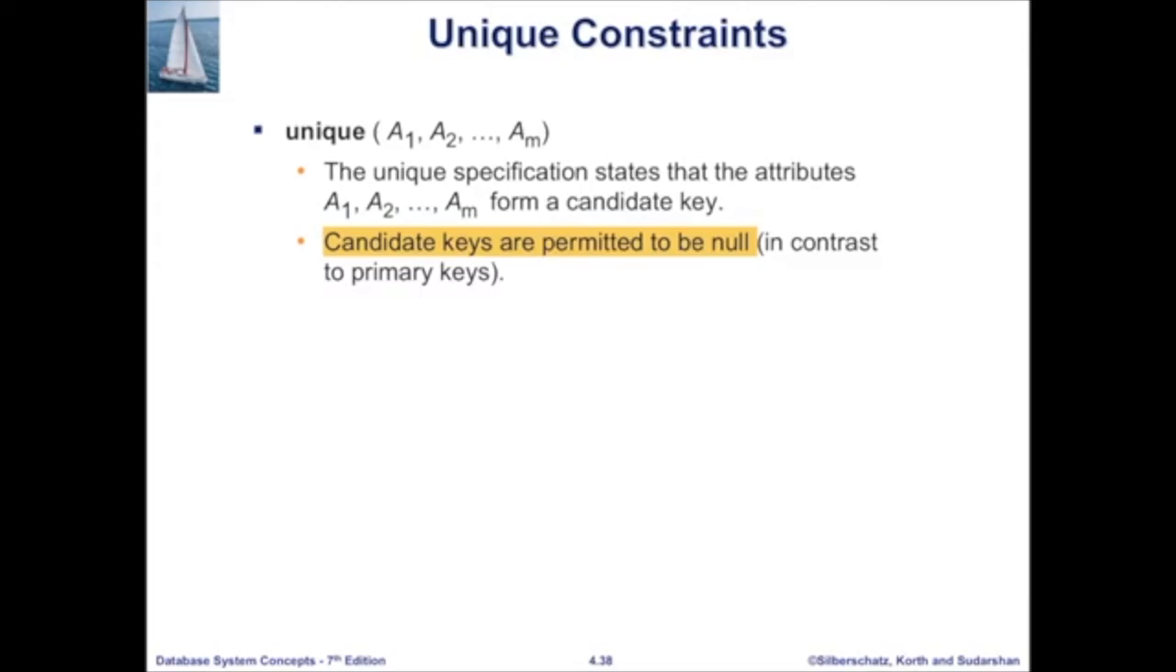Also, you can use unique constraints and say that a certain list of attributes should uniquely identify a record in a table. The unique specification states that attributes, let's say A sub 1 to A sub m, form a candidate key. So you need to recall the definition of a candidate key. In this context, candidate keys are permitted to be null, but the primary key shouldn't be null.